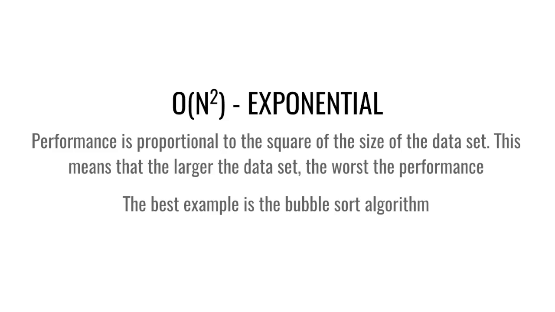Moving on to exponential. In exponential, you have the performance proportional to the square of the size of the data set. So as the data set increases, the time goes through the roof. And so this is actually one of the worst complexities that you can have. And a great example is the bubble sort algorithm.